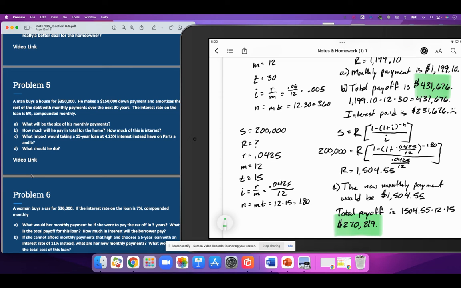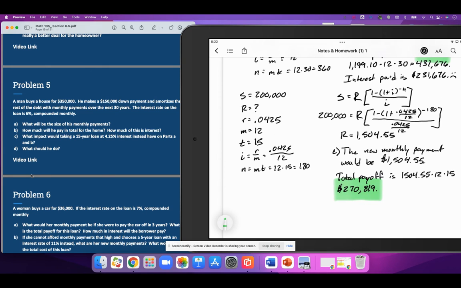That's 15 years less of house payments. He'll save himself somewhere in the neighborhood of $160,000 bucks. Why would you not do that? I would do whatever it takes. That's just me. So let's see what the other questions were.